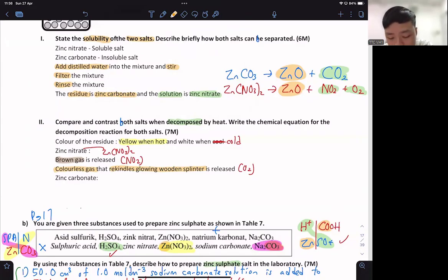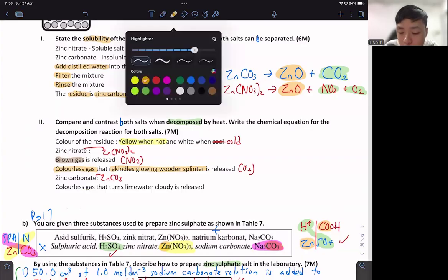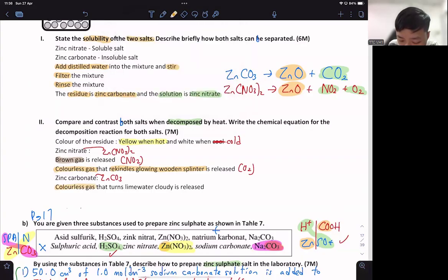Then zinc carbonate, what gas is produced? When you heat zinc carbonate, you produce CO2, which is also a colorless gas, but this one turns lime water cloudy. You can say something like this.